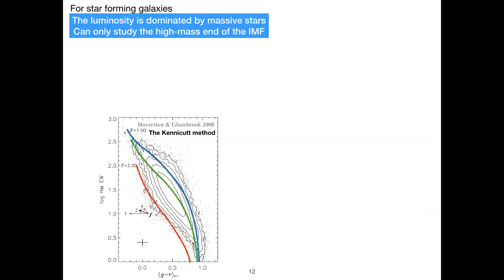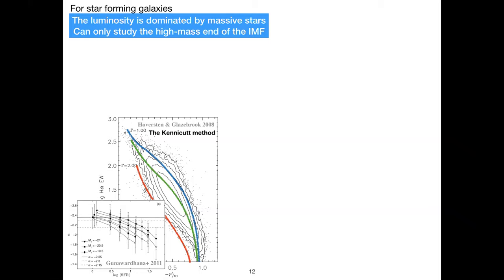The green line is when you assume a canonical IMF, and the blue and red lines are when you assume a flatter and a steeper IMF, respectively. More interestingly, when you look at the IMF slope suggested by this method and the star formation rate of the galaxy, you see that there is a correlation. For galaxies with a higher star formation rate, the IMF is flatter.